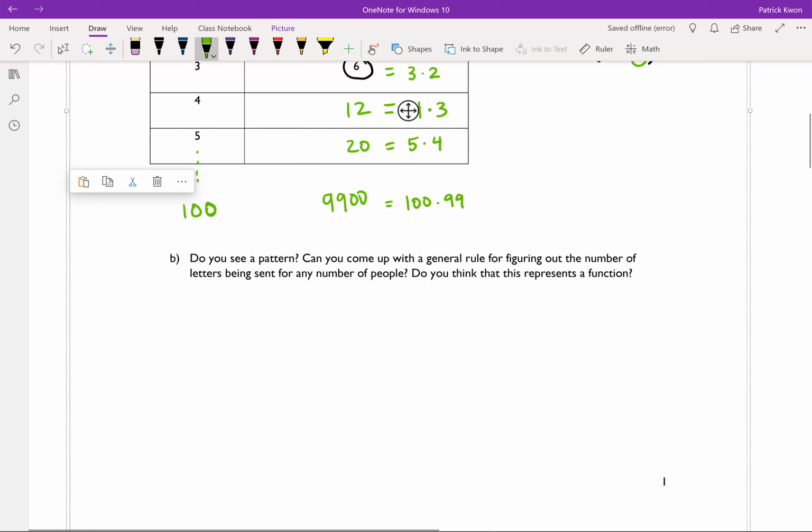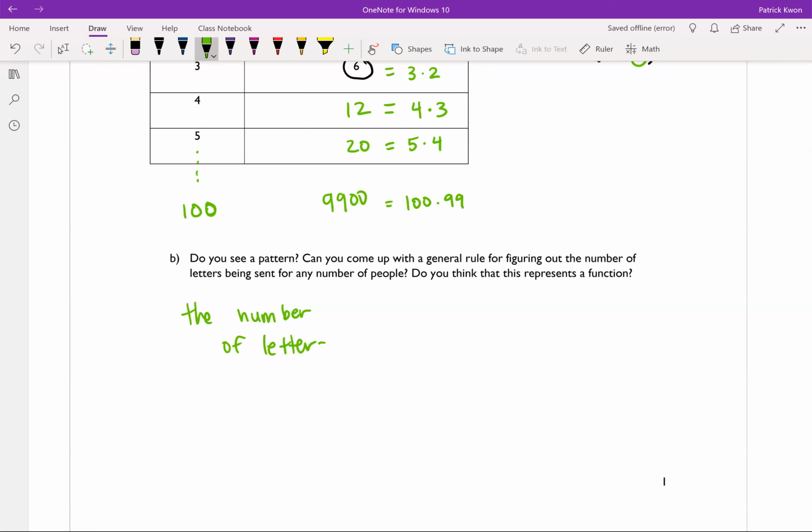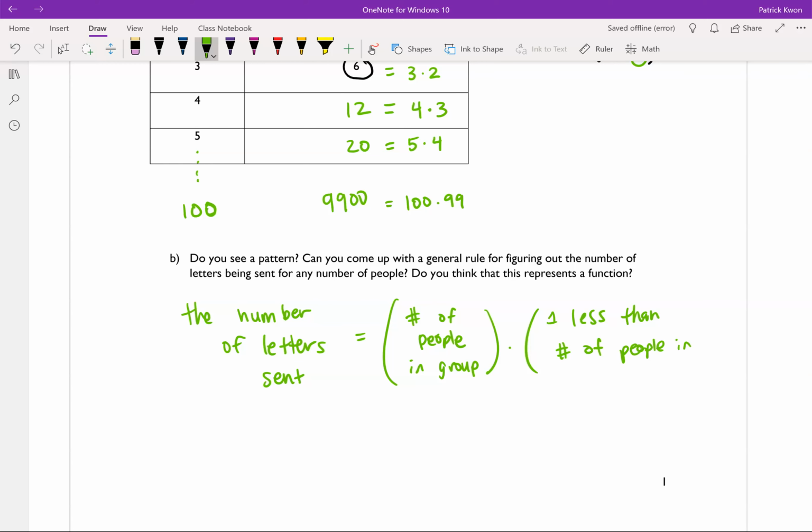So let's write the pattern. So the number of letters sent is equal to the number of people in group, and we're going to multiply that by 1 less than number of people in group. And that's the pattern. Now, the second part of this question asks, do you think this represents a function?